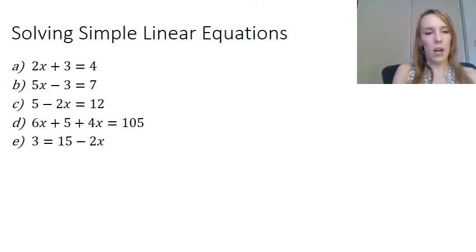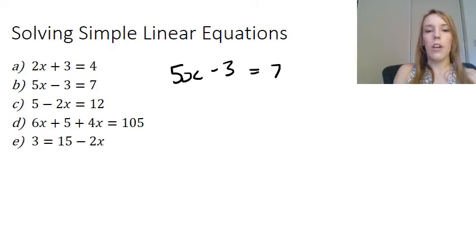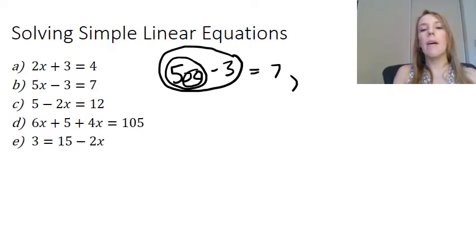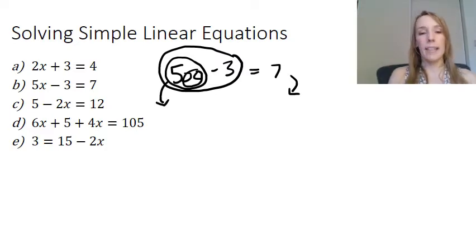Okay, our second one, we've got 5x take 3 equals 7. So we want to find x, that's the center of our onion. What's happened? Well, it's been multiplied by 5 and then 3 was subtracted. So we're going to peel our onion using equivalent equations and inverse operations to work our way back to x.